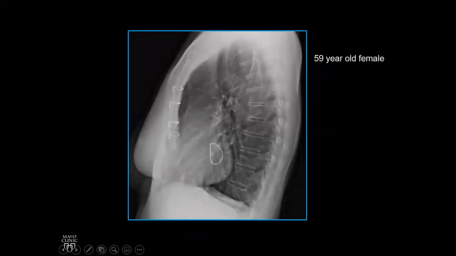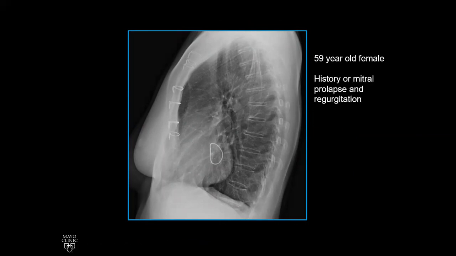This is a different patient. This is a 59-year-old female with a history of mitral prolapse and mitral valve regurgitation. She's had a mitral valve repair. So this is a mitral valve annuloplasty band. This is showing us where the mitral valve lives, which is a pretty helpful landmark in this patient.